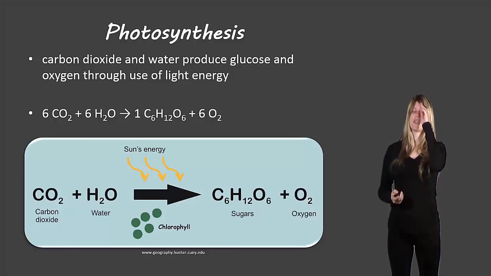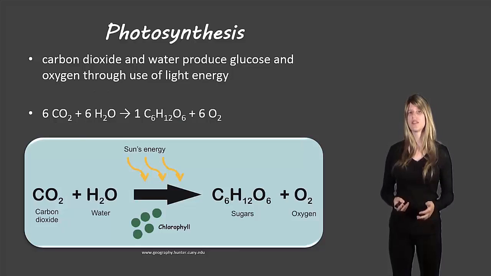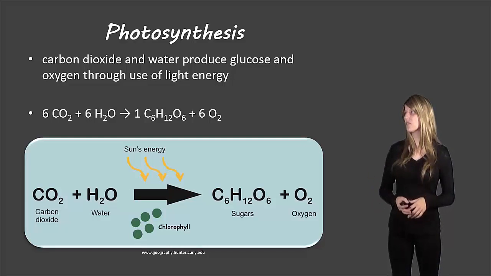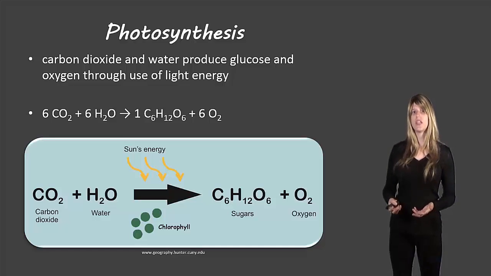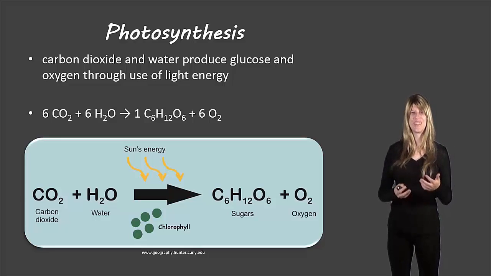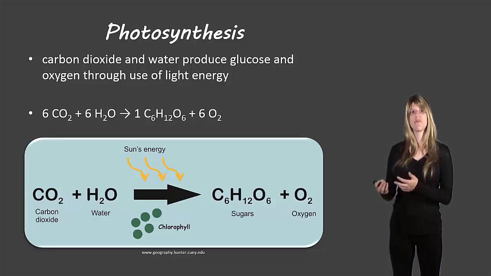So let's take a look at the equations for photosynthesis. The word equation is carbon dioxide and water produce glucose and oxygen through the use of light energy. So that would be our word equation. The chemical equation, the balanced chemical equation, is written below, and you can see there are numbers in there. 6 CO2 plus 6 H2O gives you 1 C6H12O6 plus 6 O2. When I ask for a balanced chemical equation, those coefficients must be in there.